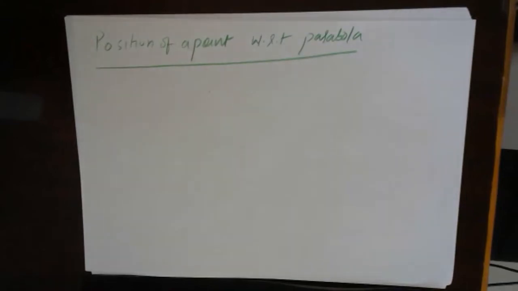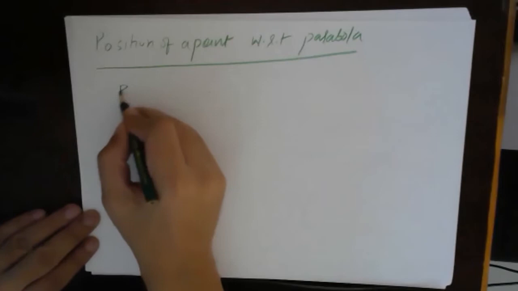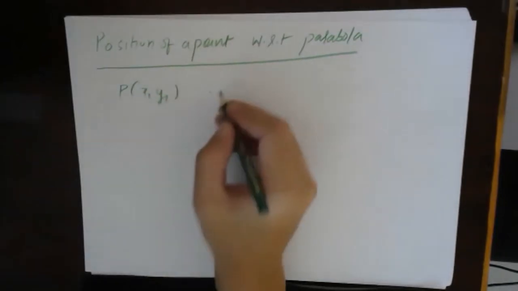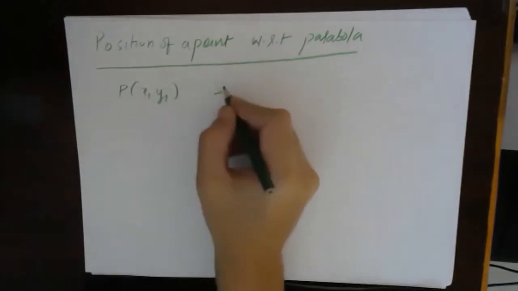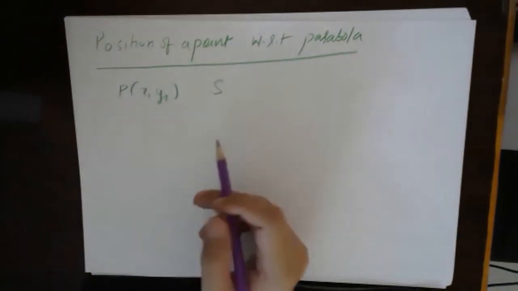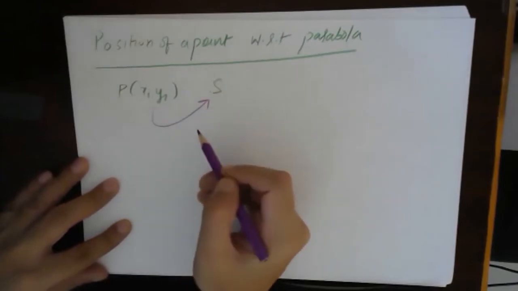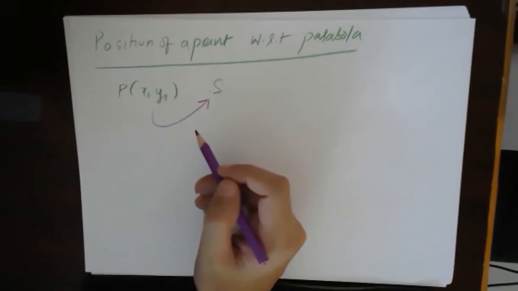So now we know the general equation of the parabola. Suppose the point is P(x1, y1) and the equation of the parabola is given as S. So how can you find the position of the point with respect to the parabola? Just simply substitute this point in the equation of the parabola.